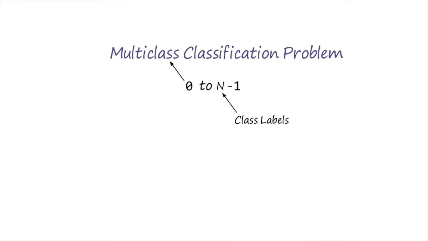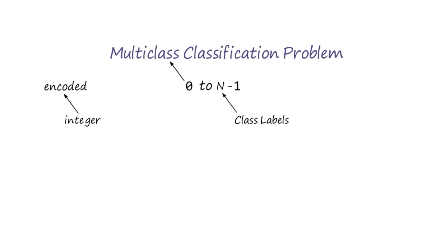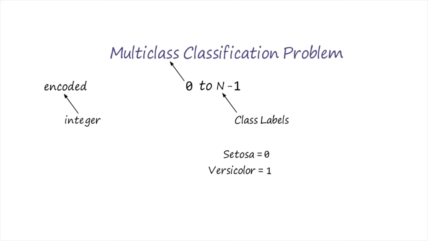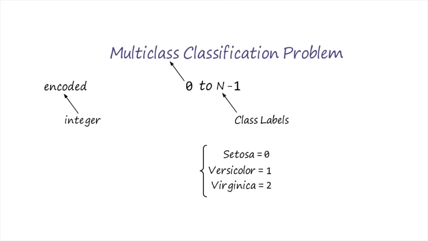Now, whenever we have class labels, in case of Iris, we have Setosa, Versicolor and Virginica. Whenever we have a categorical class label, it must be encoded. Encoded means it must be converted to integers. So we can name Iris Setosa as class 0, Versicolor as 1 and Virginica as 2. This is how multi-class labels are encoded into integers. We can apply this up to n minus 1 classes.